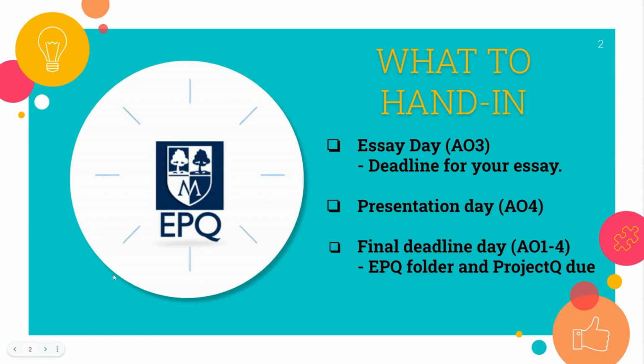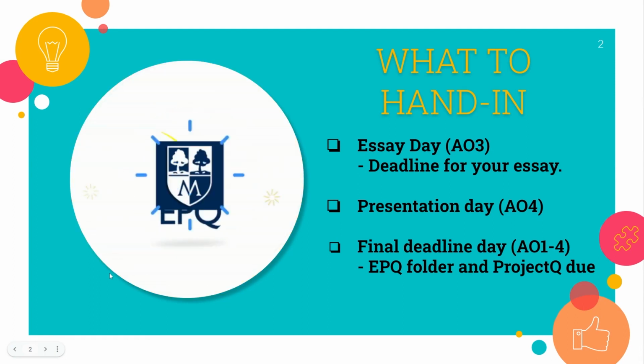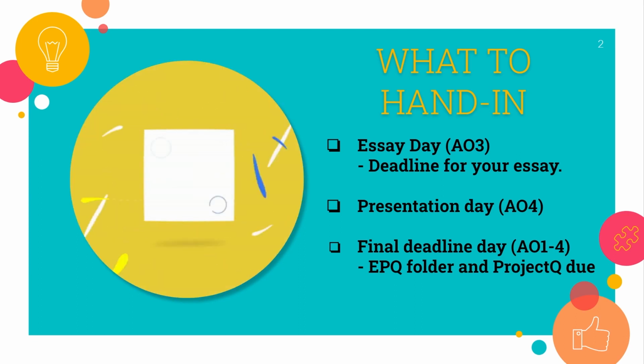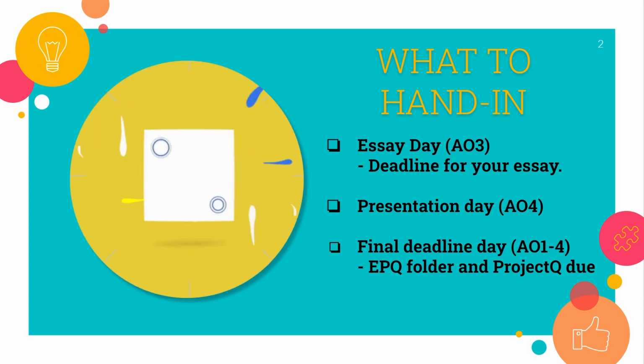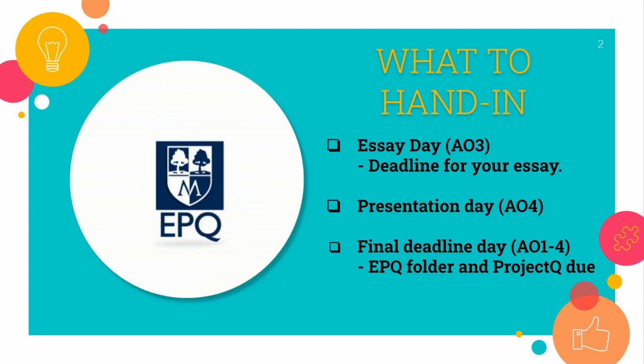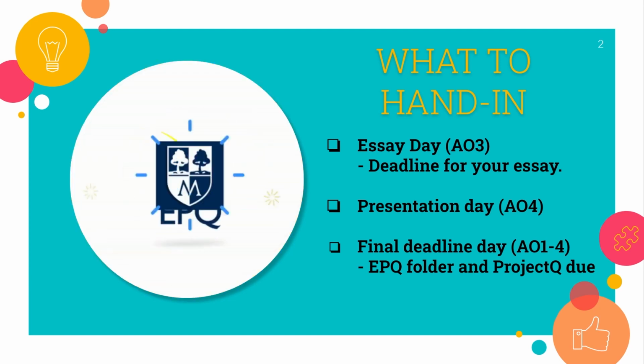The first is essay day. This is where you're going to submit your 5,000 word essay on Google Classroom. If you're doing an artifact, depending on what it is, you're going to submit photo and video evidence on Google Classroom. And you're also going to accompany it with your 2,000 word supporting essay. If you come up with drafts before the deadline date, your supervisor can have a look at them in your EPQ lessons. We want to give you as much feedback as we can to make sure you get the grade that you deserve.